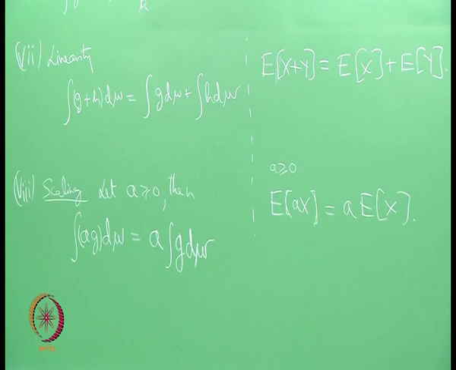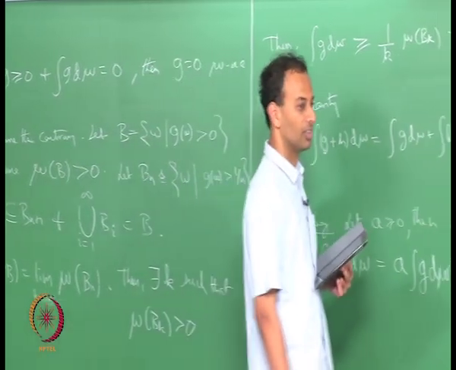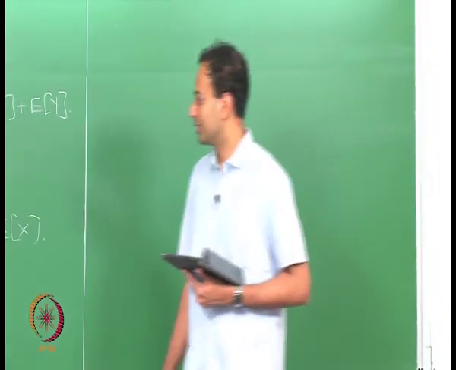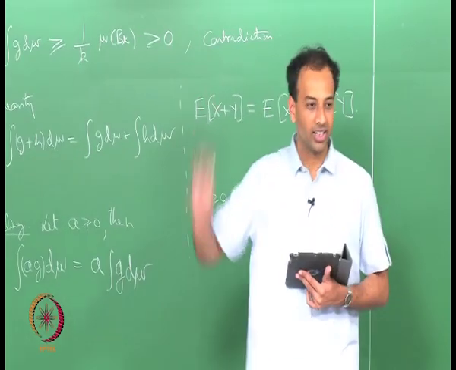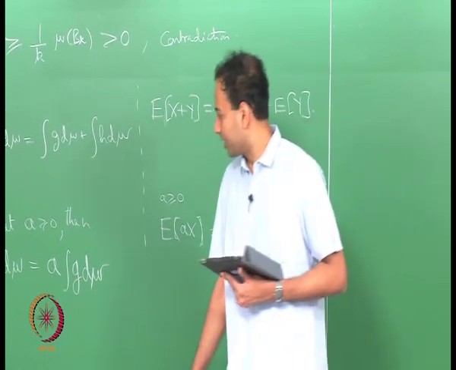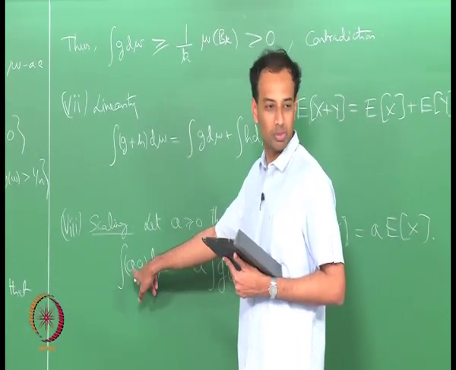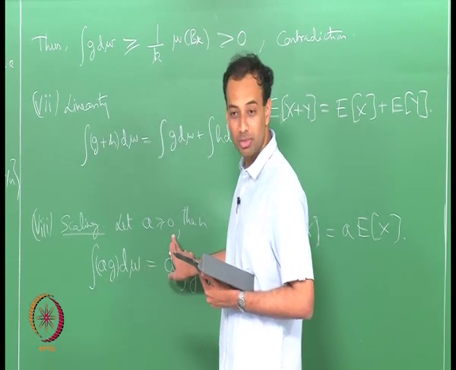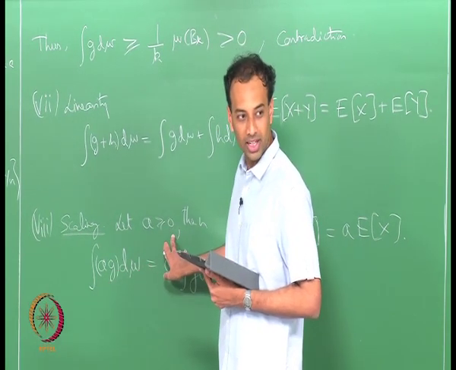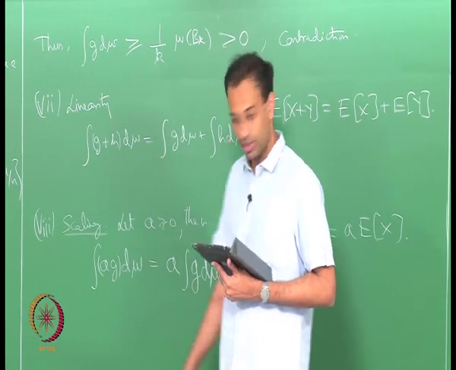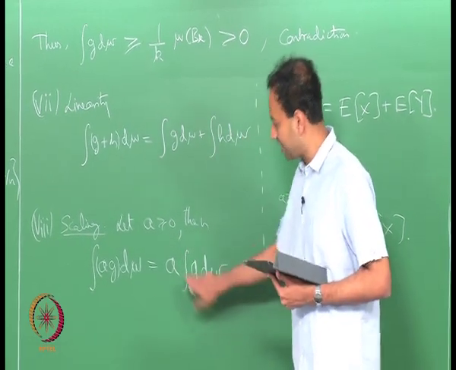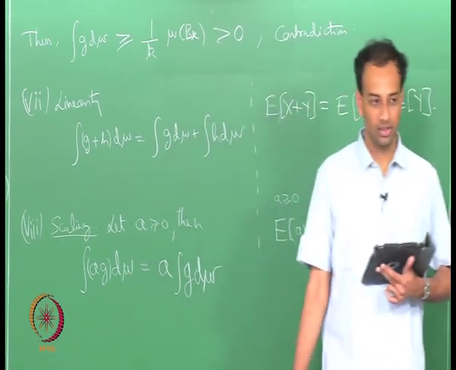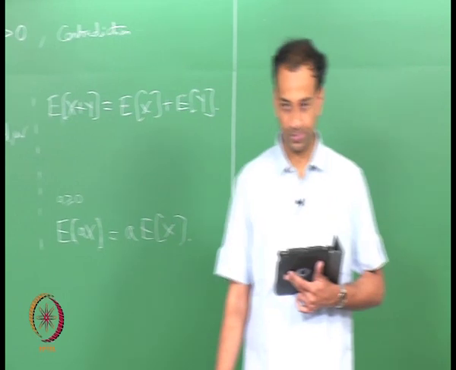How do you prove that? There is only one way to prove things. You start off with simple functions again. You take g to be a weighted sum of indicators and write it out. Whenever g is simple, a g will also be simple, because I have assumed a is bigger than or equal to 0. Then you write that integral out and verify that they are equal. It is a very trivial exercise. So, for simple functions it is easy.